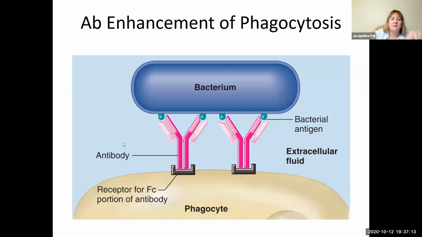So here's an example showing that we have the antigen, in this case, attached to a bacterium, attached at one end, the Fab end, and then the Fc portion of the antibody can attach to various cells. In this case, it is showing a macrophage, a phagocyte.